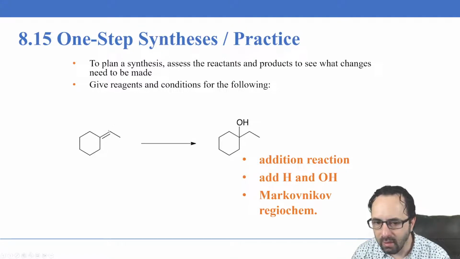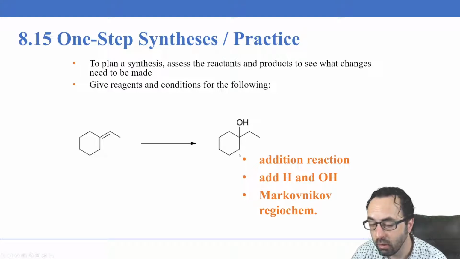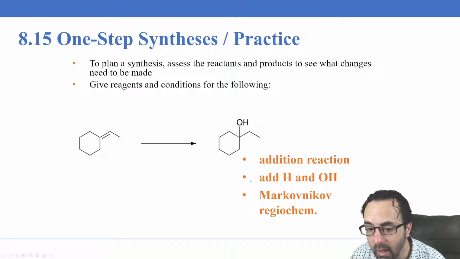So clearly we can see a double bond. We're starting with a double bond. So this is telling us that in the end we don't have a double bond anymore, so we must have an addition reaction. In addition, we can see OH was added, and it was added at the more substituted position. So we've got an addition, and it's a Markovnikov addition.